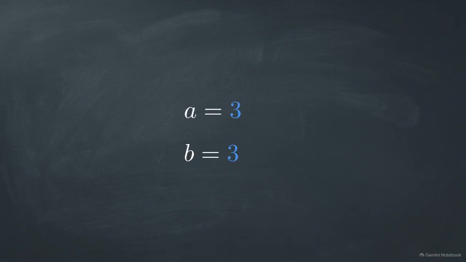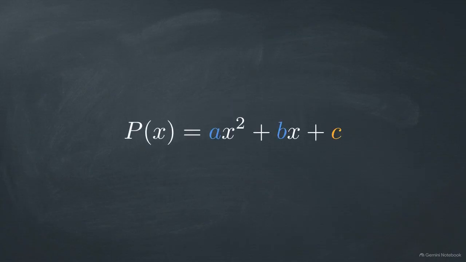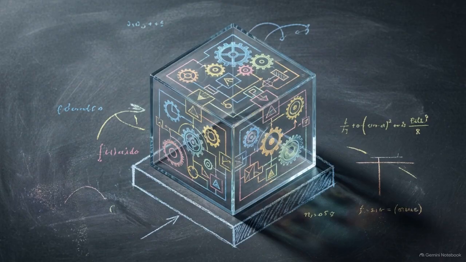Both a and b are 3. The internal architecture of the model is now fully defined as 3x squared plus 3x plus 1. The remainder theorem allows for the reconstruction of a system's internal parameters using only its interaction with the environment.